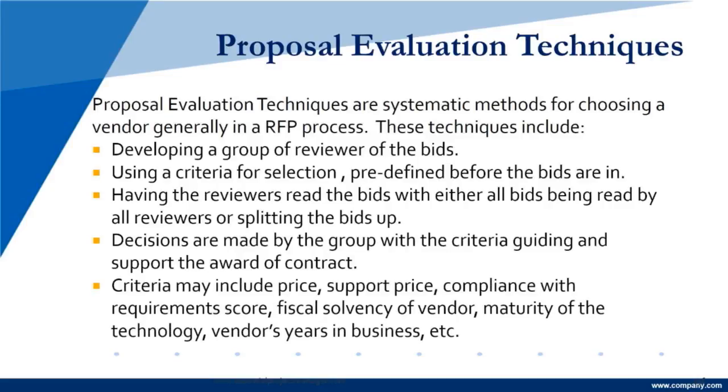The criteria can include a lot of different factors, including price, supporting price, meaning the price to support the product once it's installed. It can have compliance with requirement scores, so you've given them exactly what you want it to do, so then you bounce that off of how they say they're going to do it. Fiscal solvency, you may need to check to see if this company will be in business in a year, in 5 years. How are they doing? And that's fair game completely. Maturity of the technology, you don't want to buy obsolete product. The vendor's years in business. I mean, there are tons of different points of criteria that you can use. A lot of it will be dependent on your industry and your organization and how they generally do their procurements.